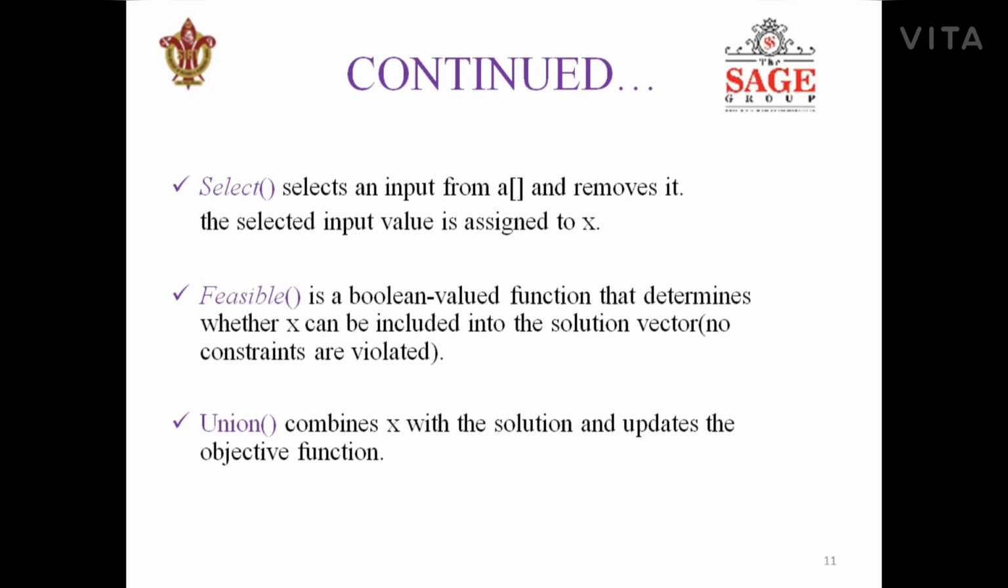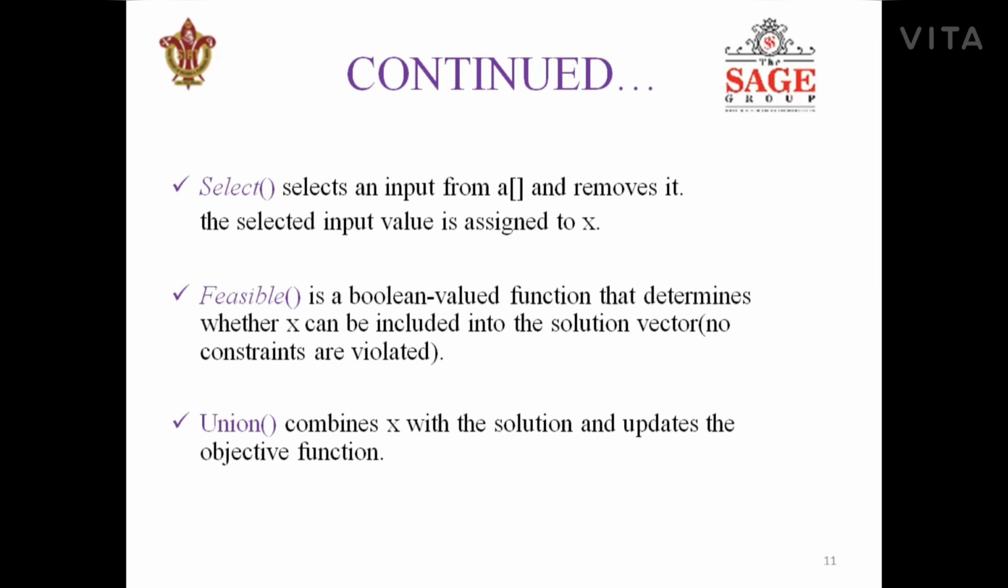Now that x value which is selected by the select function is passed to the feasible function. The feasible function is a Boolean valued function. It returns either true or false, which determines whether x can be included into the solution vector or not. So here we have to check the parameters or constraints. Conditional statements are checked whether the value of x satisfies the constraint to generate the feasible solution or not.